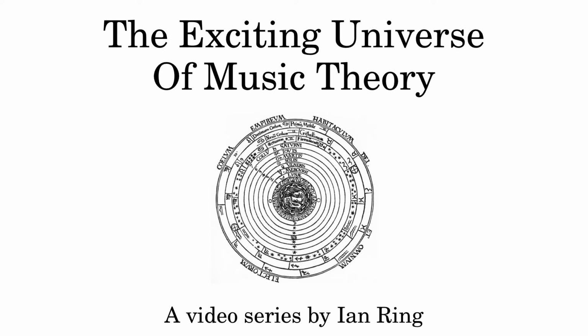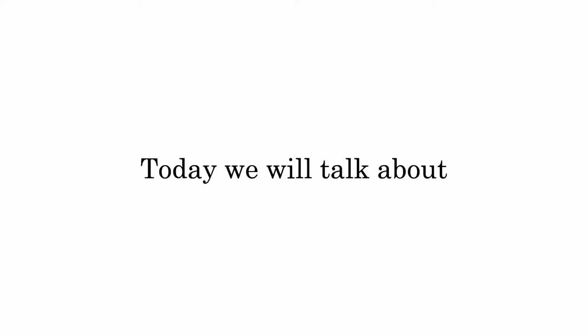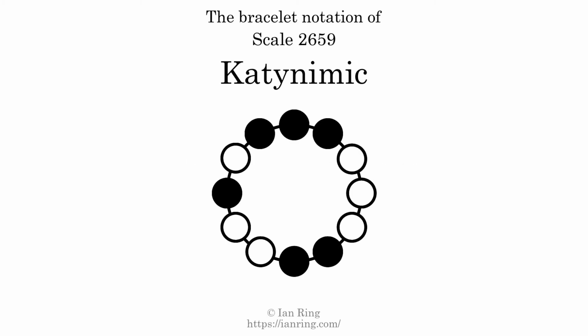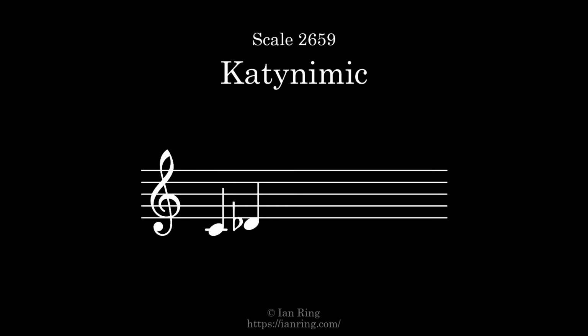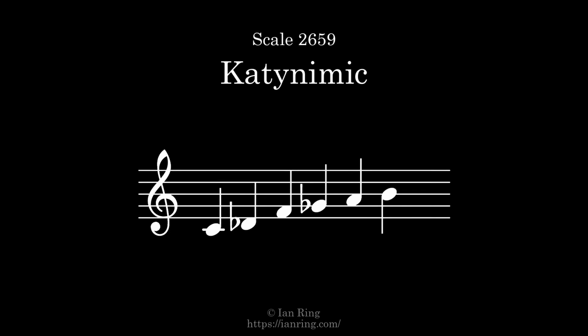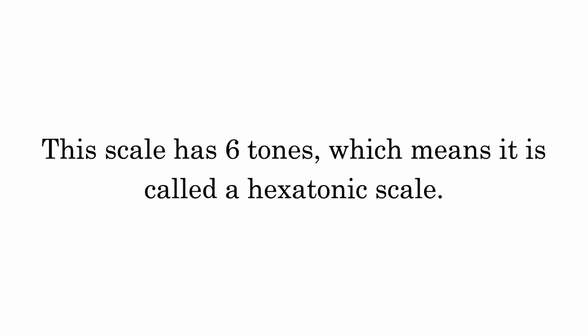Welcome to the exciting universe of music theory. Are you ready to learn? Then let's begin. Today we will talk about scale 2659, Katynimic, which sounds like this. This scale has 6 tones, which means it is called a hexatonic scale.